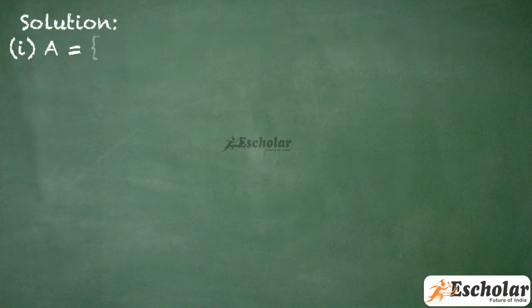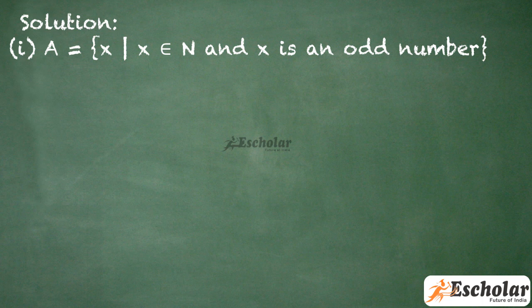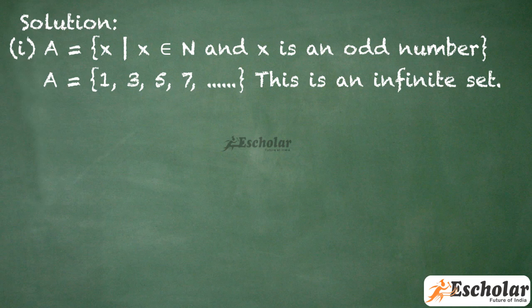Solution: first, A is equal to {x such that x belongs to N and x is an odd number}. A is equal to {1, 3, 5, 7 and so on}. This is an infinite set.